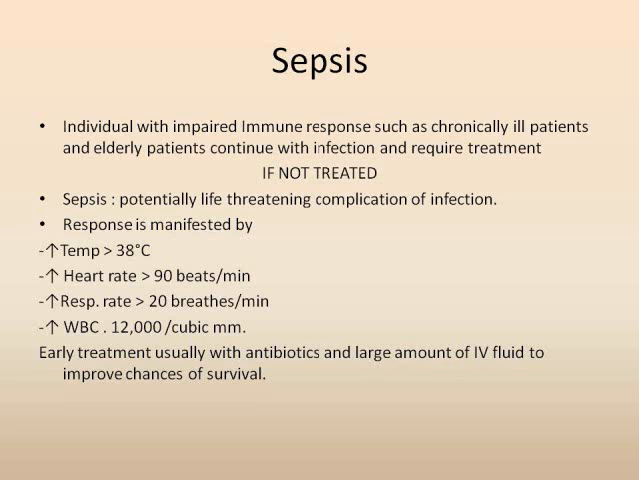Individuals with impaired immune responses, such as chronically ill patients and elderly patients, continue with infection and require treatment. If not treated, sepsis can occur. Sepsis is a potentially life-threatening complication of infection. Response is manifested by an increase in temperature, heart rate, respiration rate, and white blood cell count. Early treatment, usually with antibiotics and large amounts of IV fluid, improves chances of survival.